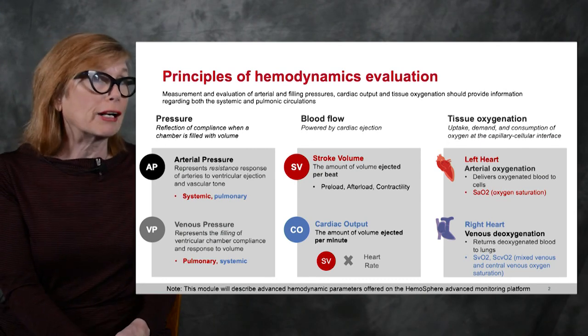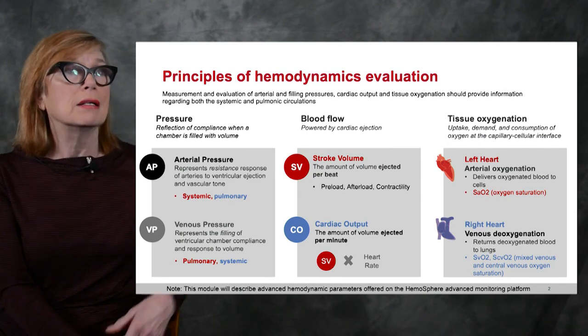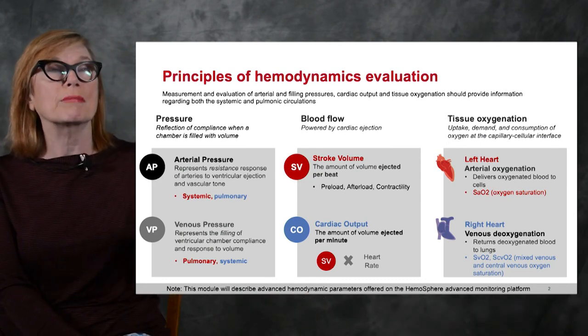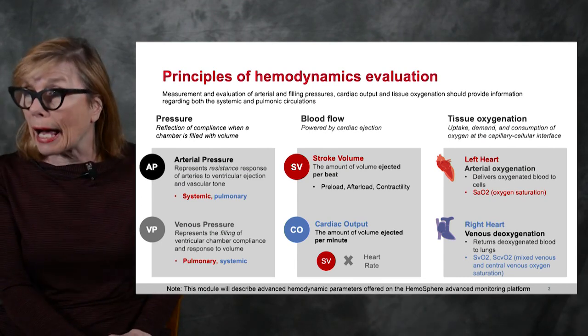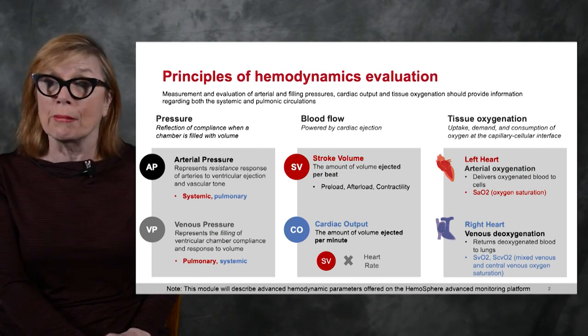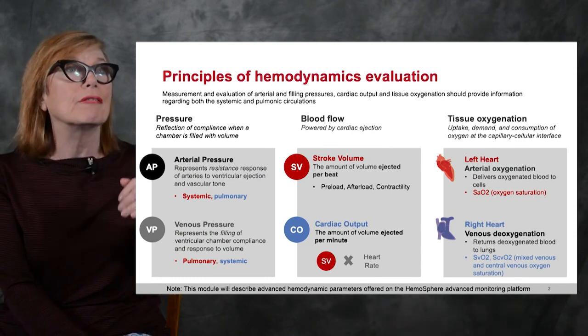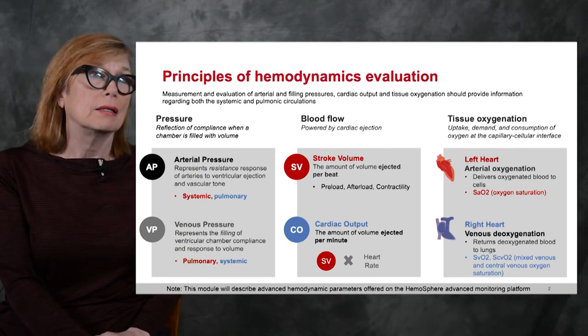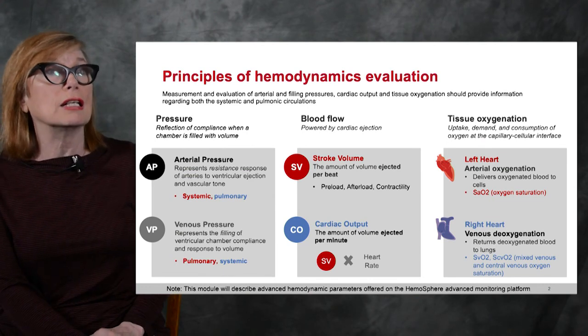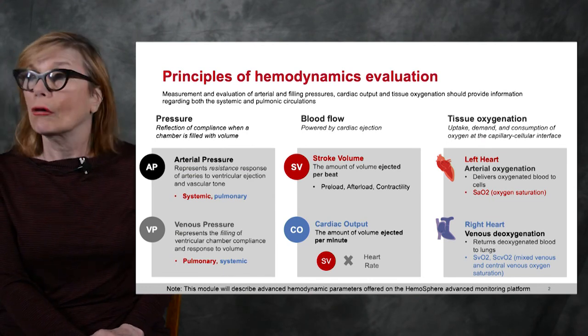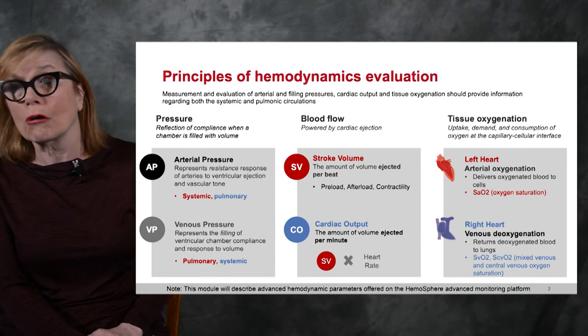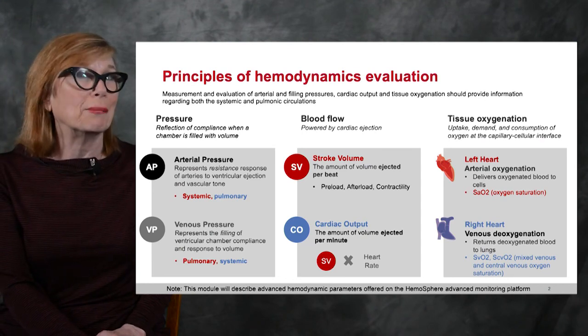Can I calculate cardiac output in the systemic artery? Yes, by stroke volume times heart rate. Can I calculate stroke volume in the pulmonary artery? Yes, well, cardiac output divided by heart rate. Stroke volume times heart rate yields cardiac output. Cardiac output divided by heart rate yields stroke volume.